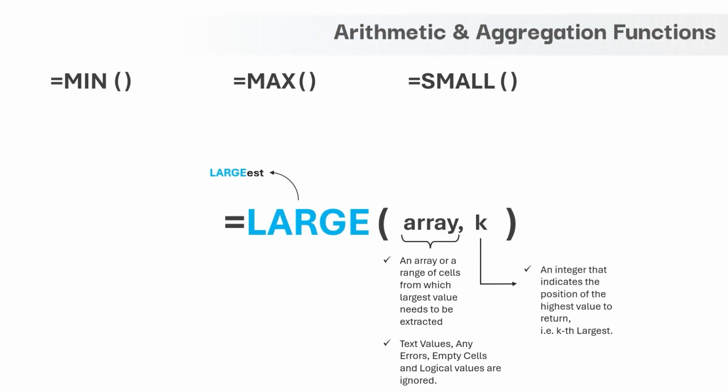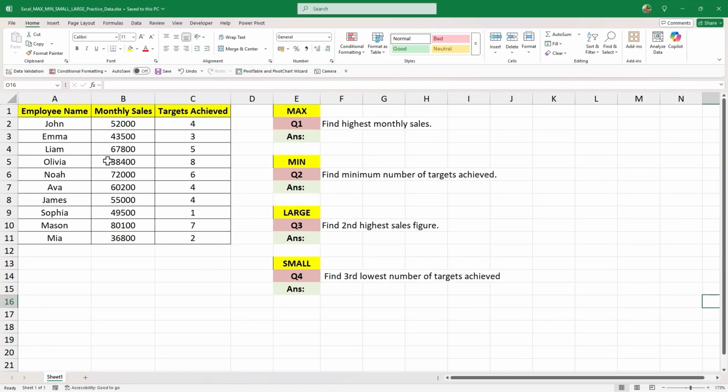So finally we are done with all the basics. Let's jump back to Excel and see some examples. So we are back in Excel and this is the sample data we will be using as an example. This data has a list of employee names, monthly sales and the number of targets achieved. We will find the answers to these 4 questions and that should cover all 4 functions.